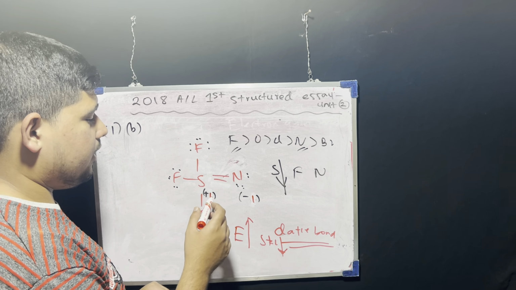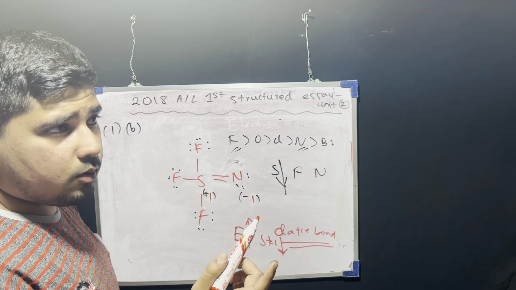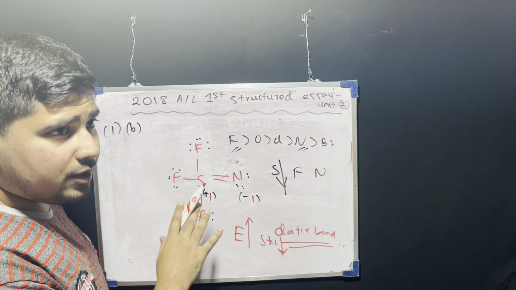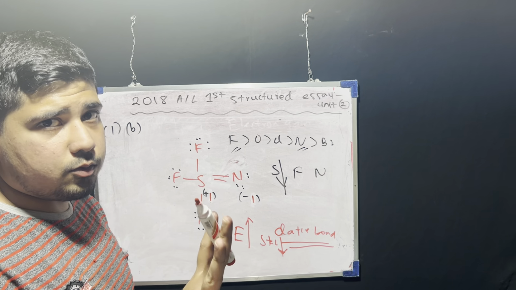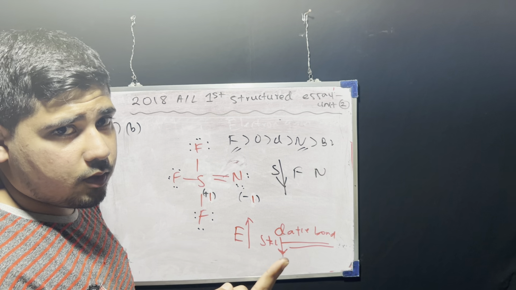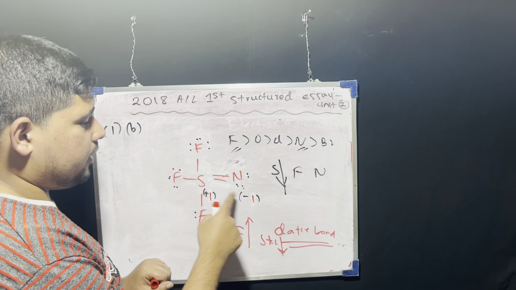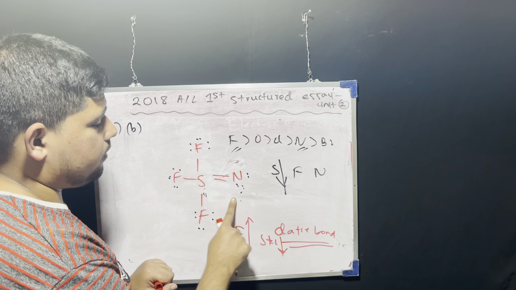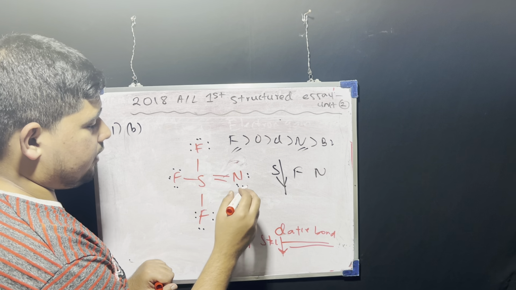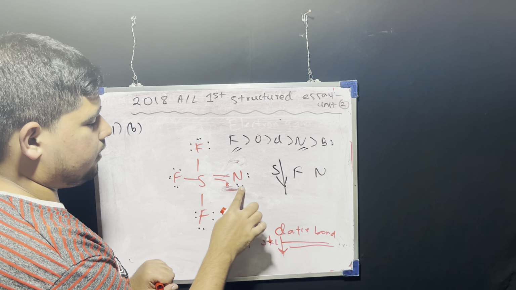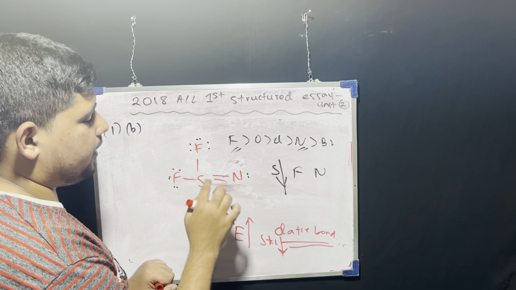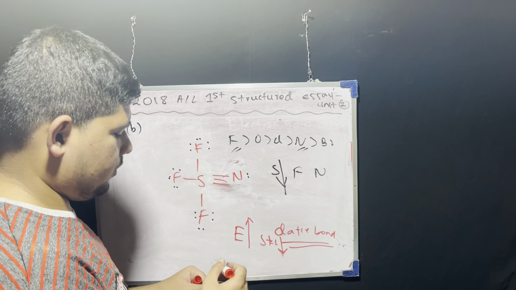But you see here, sulfur can form 6 bonds. Surrounding them, it has 5 bonds. Now it has formed 5 bonds. Additionally, it can form 1 more bond. Here, this lone pair will become the bond pair. If the lone pair becomes the bond pair, it will form 1 more bond.